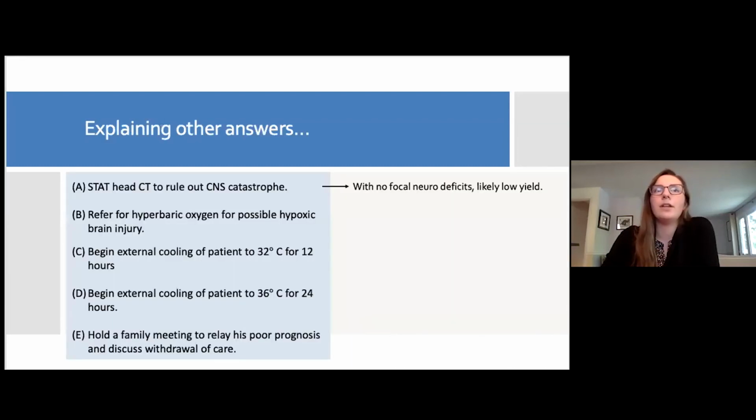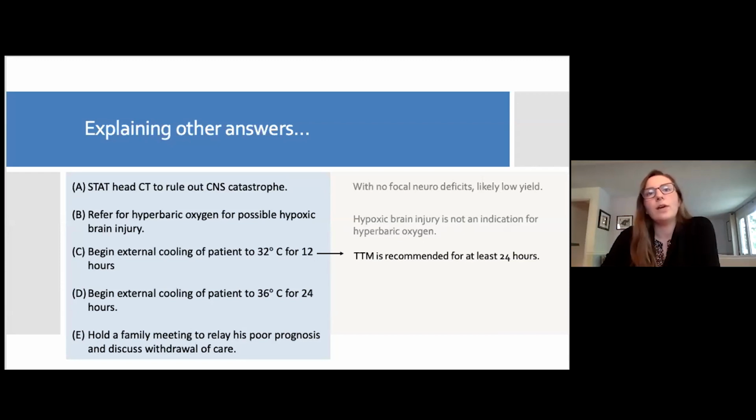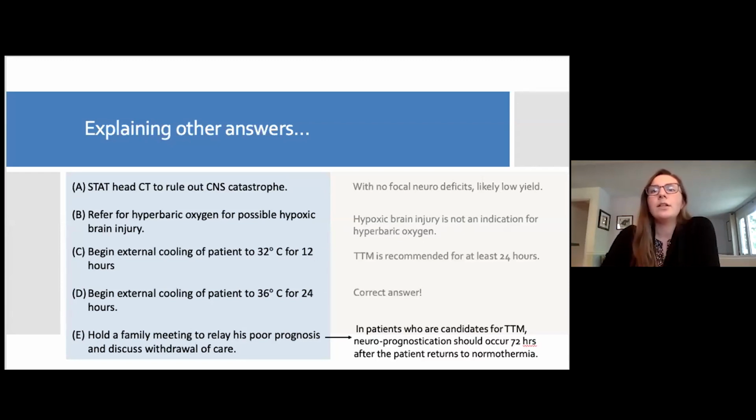When we think about the other answers, the STAT head CT with no focal neural deficits, this is probably low yield. There is no indication for hyperbaric oxygen. This is incorrect because of the timing, should be at least 24 hours. This is correct. And finally, in patients who are candidates for targeted temperature management, the recommendation is that neuroprognostication occurs 72 hours after the patient returns to normothermia.